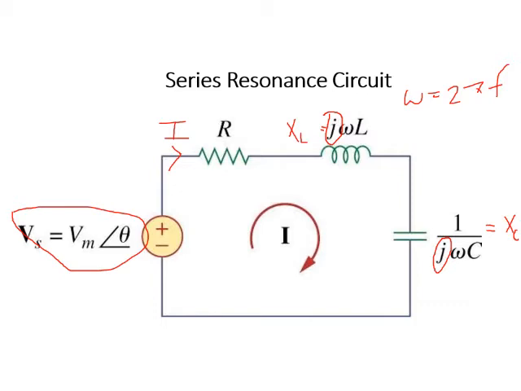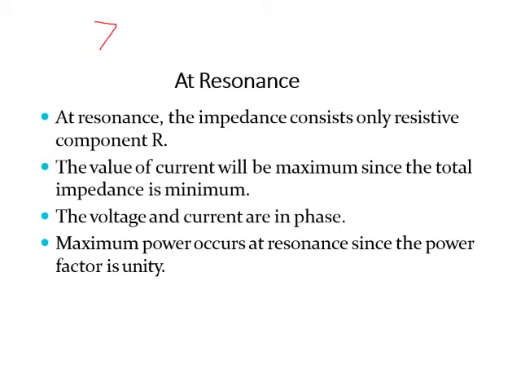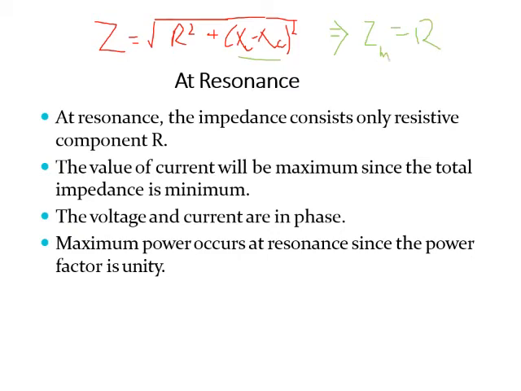Now at resonance, the reactance of the inductor XL becomes equal to the reactance of the capacitor XC, so the net reactance becomes 0 and the circuit becomes purely resistive. The total impedance of the circuit Z is given by the square root of R squared plus XL minus XC whole squared. At resonance, the term XL minus XC becomes 0, so the total impedance is given by R. This is the minimum value of the impedance of the circuit.